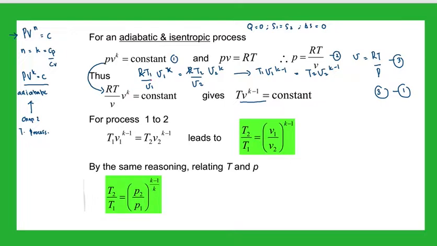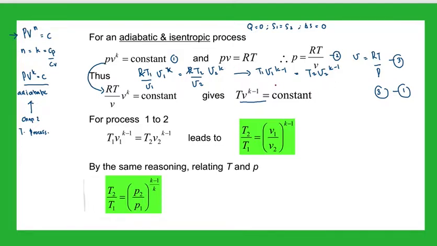If I consider two states, then I will rewrite this formula as RT1 over specific volume 1 multiplied with specific volume 1 to the power of K, equal to RT2 over specific volume 2 multiplied with specific volume 2 to the power of K. Then I cancel R left and right and I will get T1 V1 to the power of K minus 1 equal to T2 V2 to the power of K minus 1.